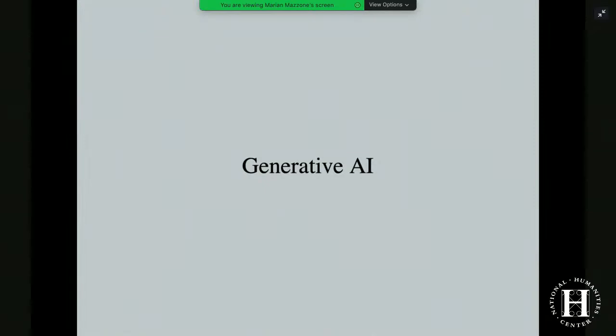Thank you, Marian. As Marian mentioned, the use of AI in making art is not new. It's actually as old as AI itself. It can go back 40, 50 years. And Marian showed an example of that.